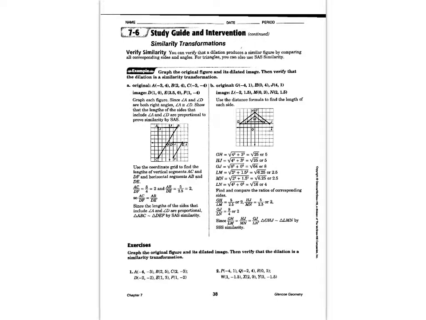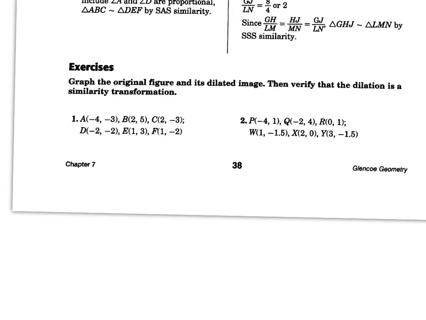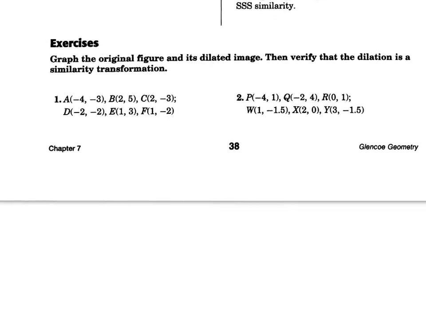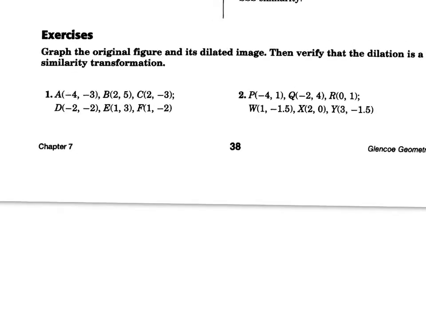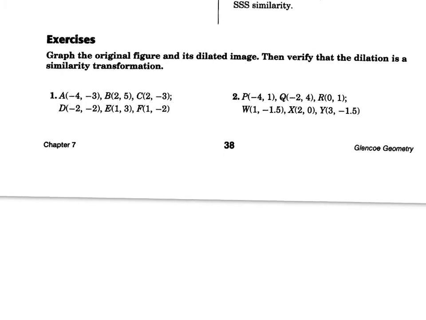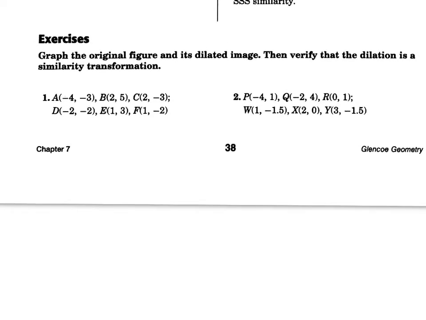So here it wants us to graph. Okay, so I'm only going to do one of these. You can look at the example, but since I don't have graph paper here, it says graph the original figure and its dilated image, then verify that the dilation is a similarity transformation. In other words, it's got to be the same shape but in a different size. Okay, so I'm going to do problem number 1.